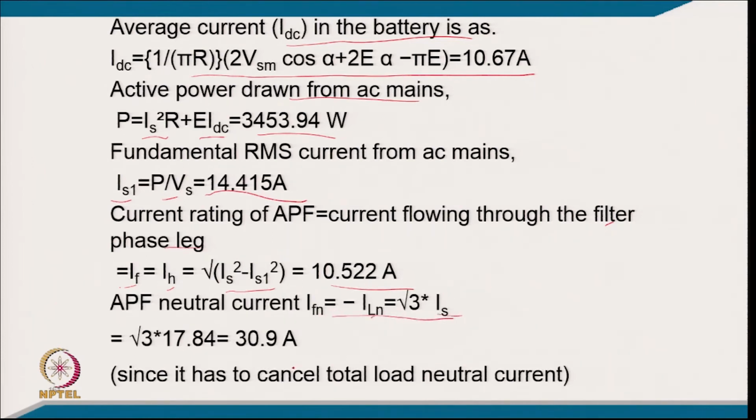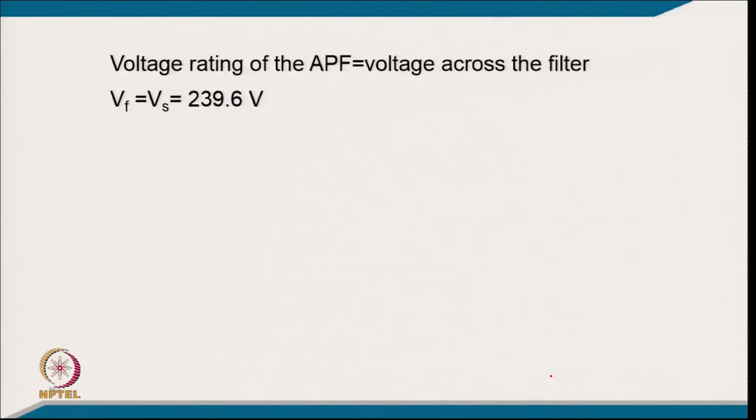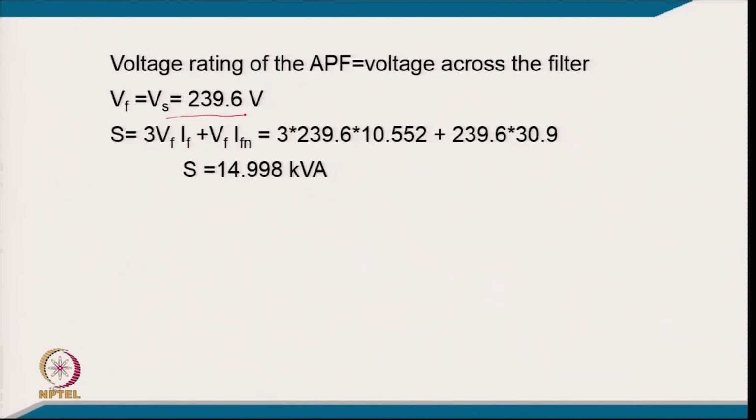And the active filter neutral current is the same as IF equal to ILN, that is root 3 IS. So, it is typically 30.94 ampere, since it has to cancel the neutral current, and the voltage rating of active filter will be the same as the PCC voltage, 239.6, and the kVA rating of the filter will be 3 VFIF plus VFIN, and putting the values, all these, it comes to kVA rating equal to 14.998 kVA.